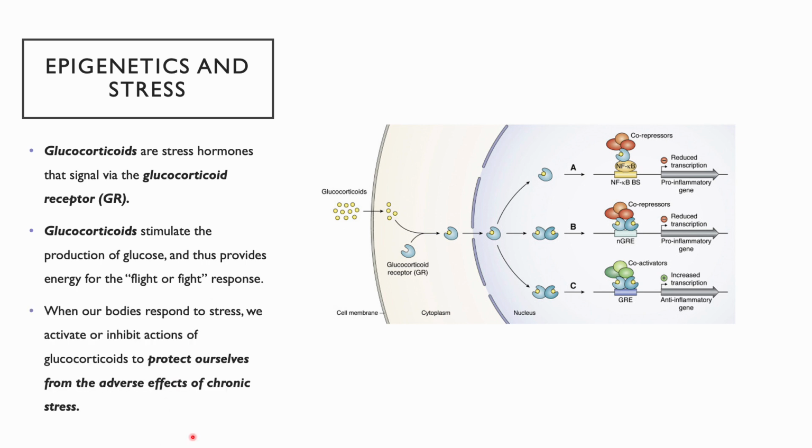Now, when our bodies respond to stress, we activate or inhibit the actions of glucocorticoids, and this is a protective mechanism. Glucocorticoid receptors are necessary to protect our bodies from the adverse effects of chronic stress. We need plentiful glucocorticoid receptors where glucocorticoids can actually come and bind to them. This is going to help modulate the stress response, and this is a very good and adaptive mechanism.